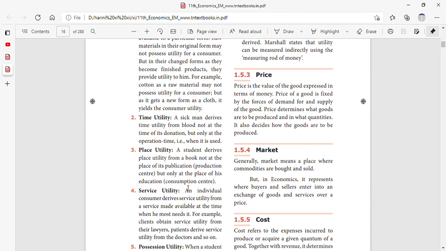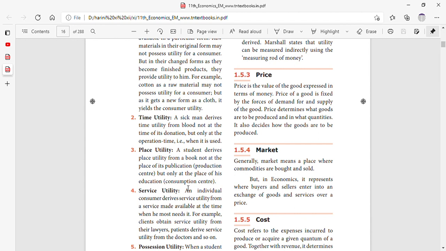So place utility. If you are a student and you are now studying in your 12th standard, so the 12th standard book is useful only for you. It is useful in that place. Other than that, you don't require that.